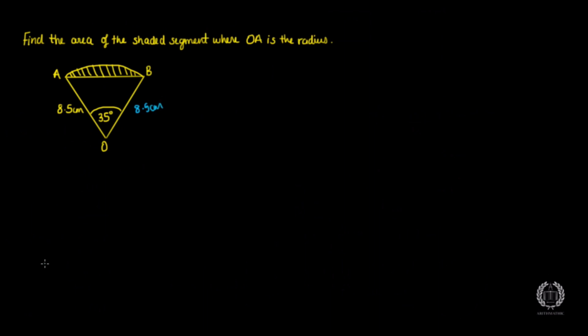I'm going to split this into different steps so you know what I'm going to do. Let me write step 1 here. To find the shaded segment, I'm going to first find the area of the whole sector, so that's ABO.